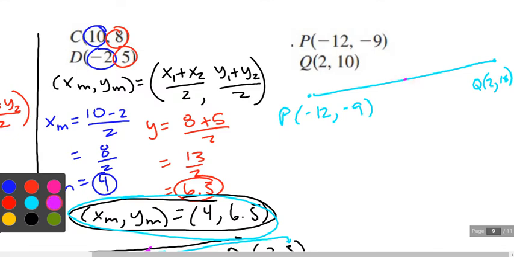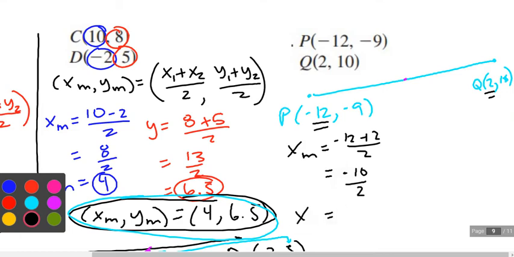Okay, relying on our formula, let's add our two x's together. So negative 12, add 2, divide by 2. Negative 12 plus 2 would be negative 10. Divide that in half. The x value of our midpoint should be negative 5. Okay, and so this midpoint here starts off with a negative 5.